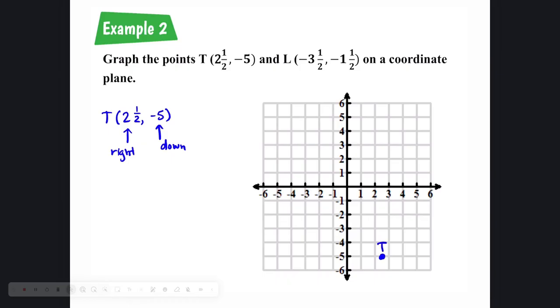For point L, negative 3.5 is the x-coordinate and is a negative number, so we will move to the left on the x-axis. Negative 1.5 is the y-coordinate and is also a negative number, so we will move downward on the y-axis. The point is 3.5 units to the left and 1.5 units down.